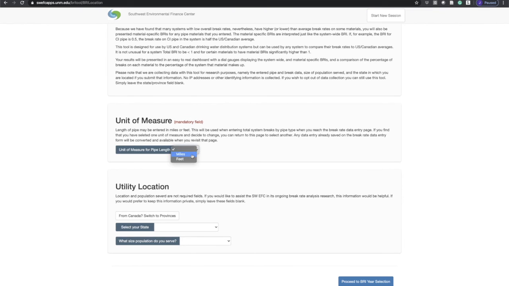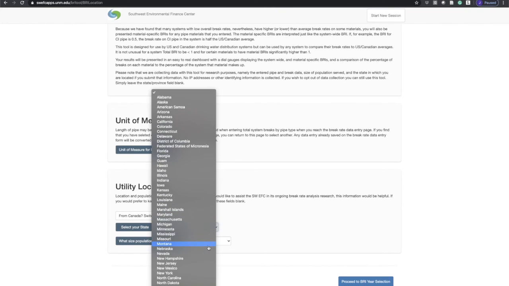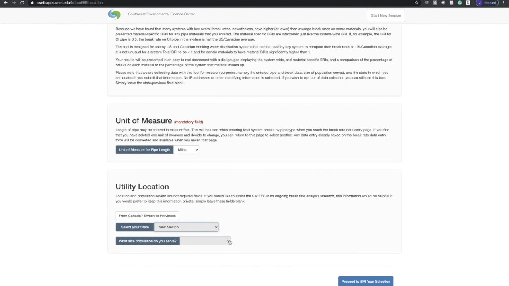Please note that we are collecting data with this tool for research purposes, namely the entered pipe and break data, size of population served, and the state in which you are located, if you submit that information. No IP addresses or other identifying information is collected, and if you wish to opt out of data collection, you can still use this tool. Simply leave the state and province field blank and no other data will be collected.